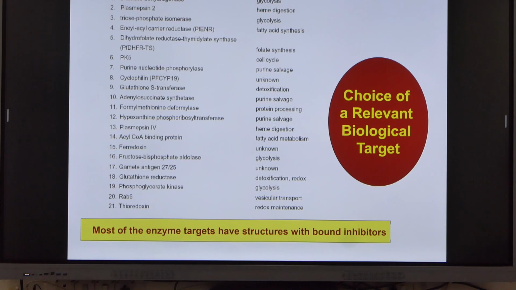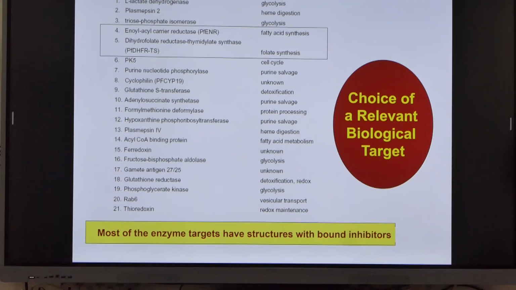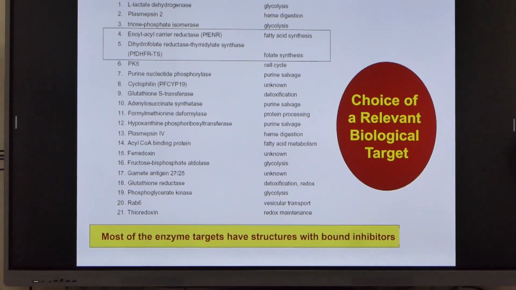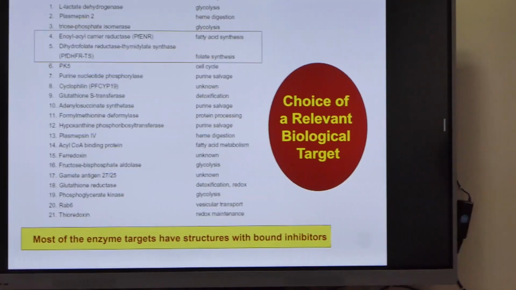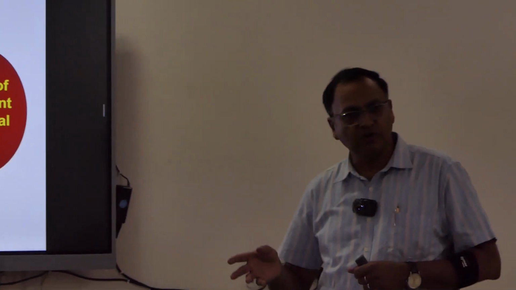21 are listed here. Actually there are 42, right? So what we have started working on is taking out two macromolecules. One is DHFR. DHFR is common in human and parasite both. Why did we select it? Because it is an already validated target. Many of the drugs which are already in the market are designed against these two.